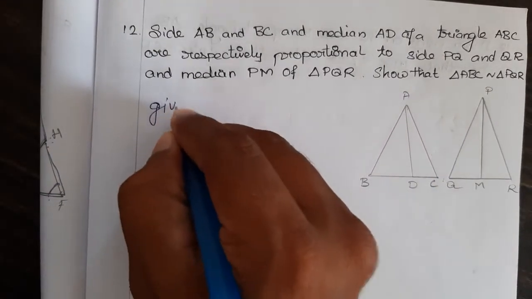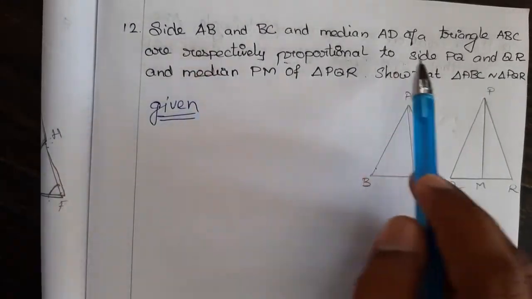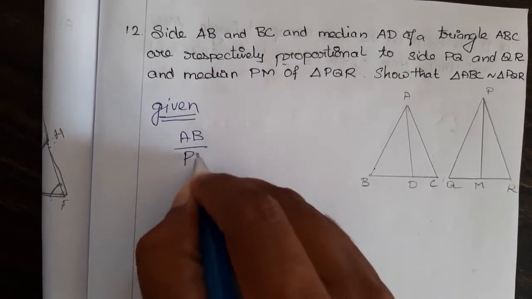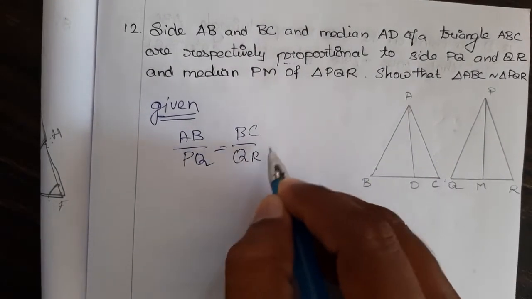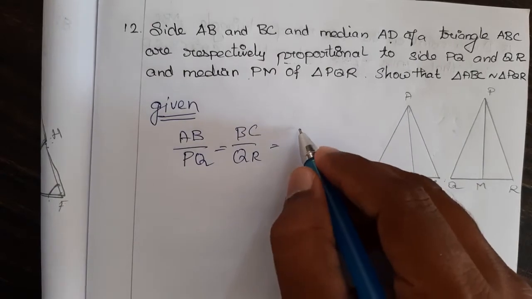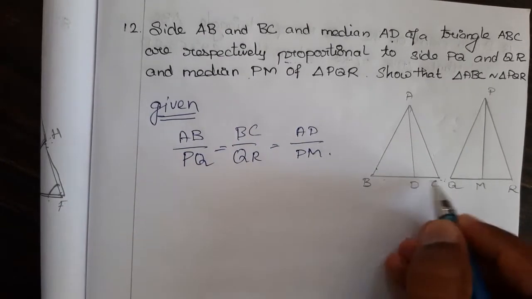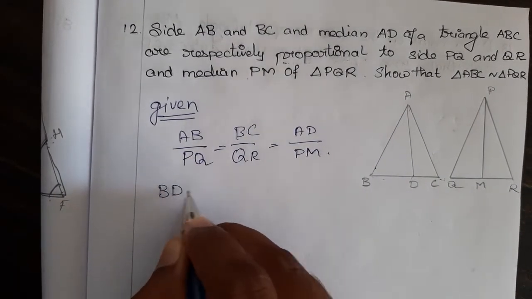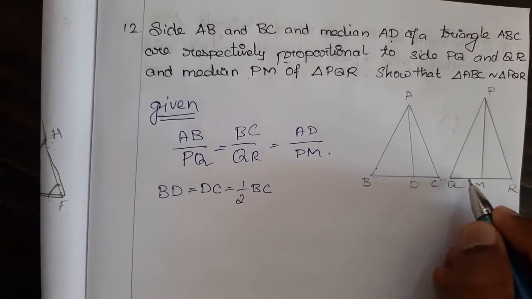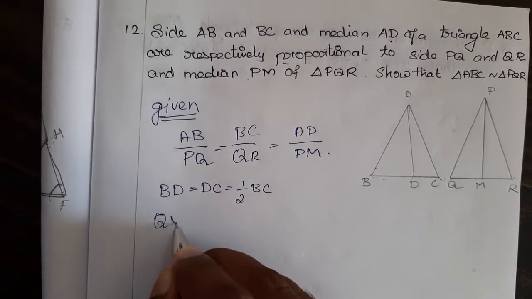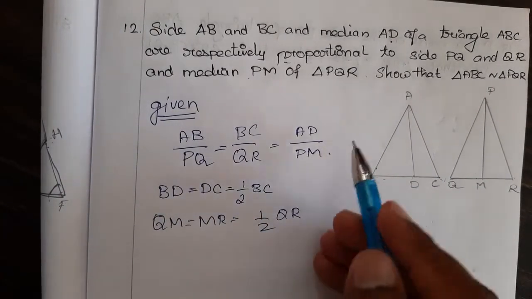So first, what is given? There is a proportion. So AB by PQ is equal to BC by QR is equal to median AD by PM. It just gives the word median. So median means what? It cuts this base into two equal parts. So BD is equal to DC, or else we can say it is half of BC, right? The same here. QM is equal to MR, or it's half of QR, right? That's what it says in the word median.